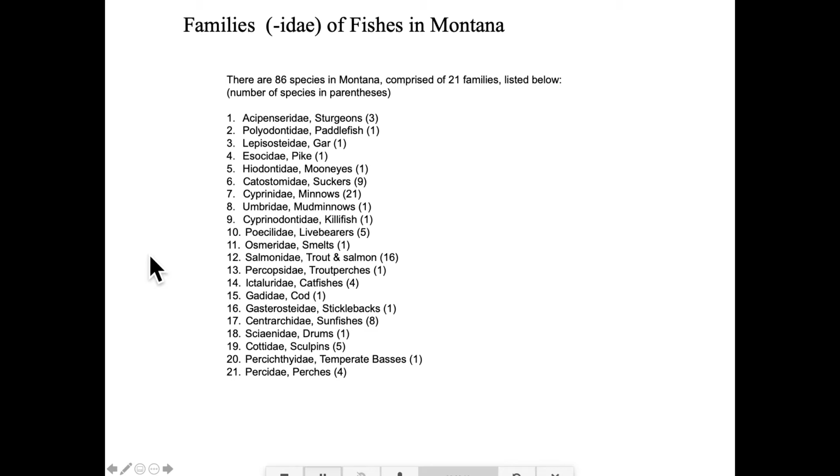There are 86 species of fish in Montana, comprised of 21 families. These 21 families are listed here. The number of species in each family is in parentheses.